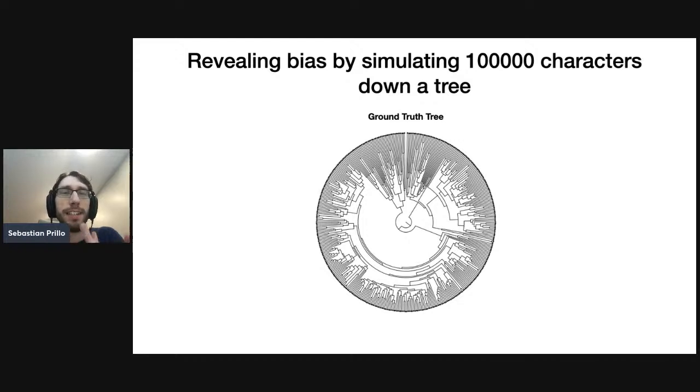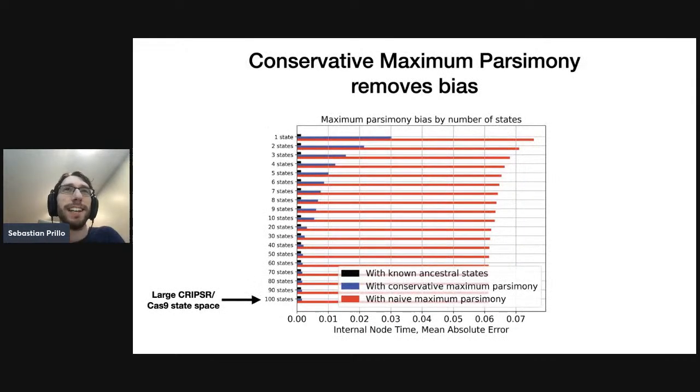And so now let me show you some more quantitative results. But the reason this works, really the reason this is effective, is because CRISPR-Cas9 has a large state space. So the figures I've shown you right now correspond to the last row of this figure.